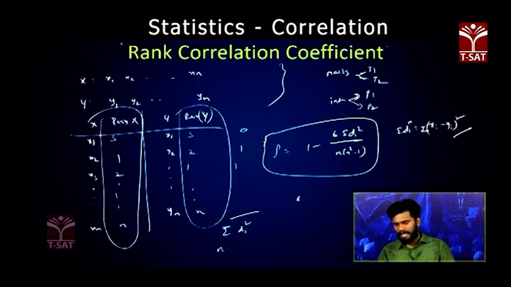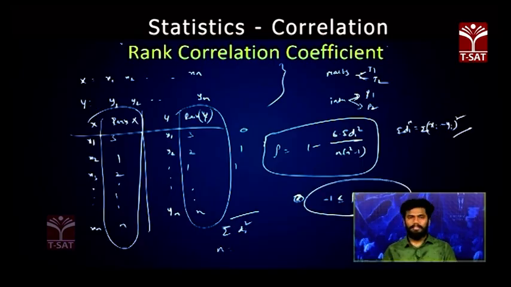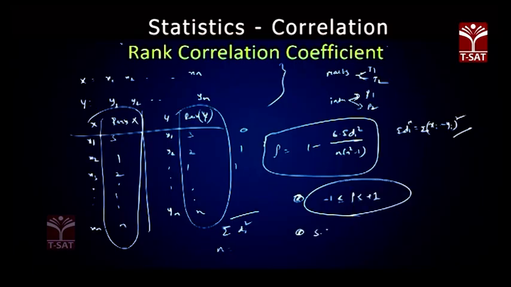Now, this rank correlation coefficient will take values from -1 to +1, the same limits as the normal correlation coefficient. The standard error of the rank correlation coefficient is given by square root of 2 by n into 1 minus rho square. Remember the formula: standard error of correlation coefficient is given by under root 2 by n into 1 minus rho square.